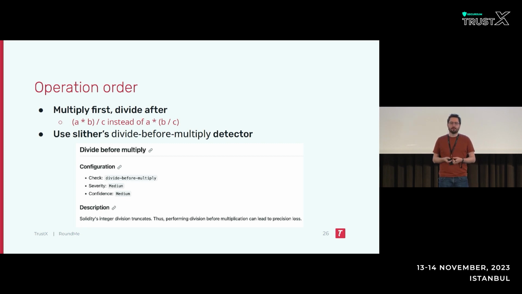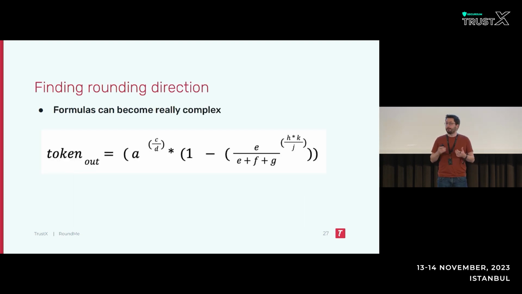We have a detector in Slither that is going to look for this type of issue, that might help you to detect this type of situation. However, that's not enough. If we consider a formula that can be really complex, it can become really difficult to understand where you should round, if you should round up, down, and what to do.